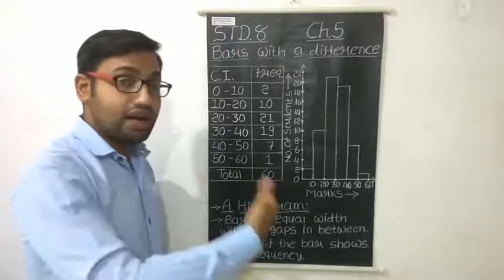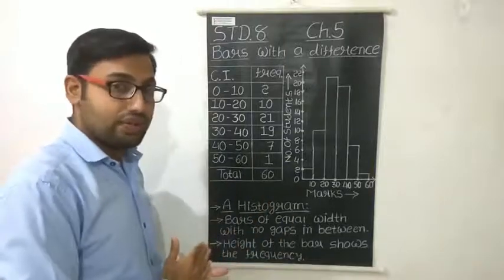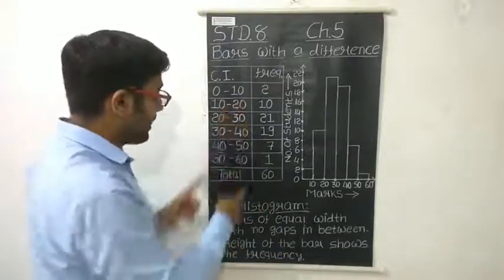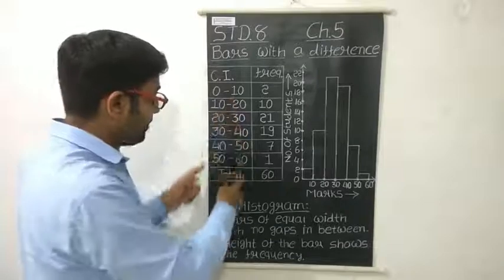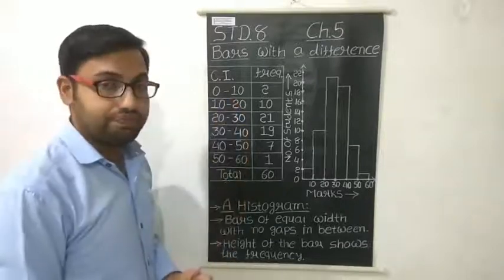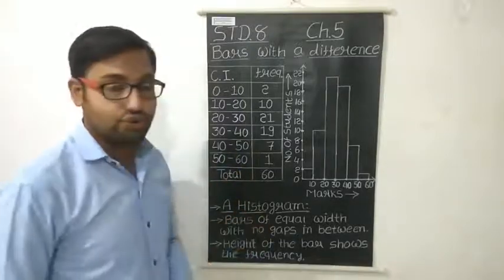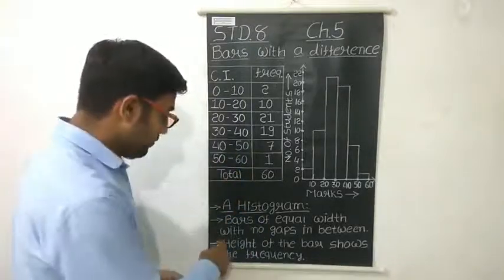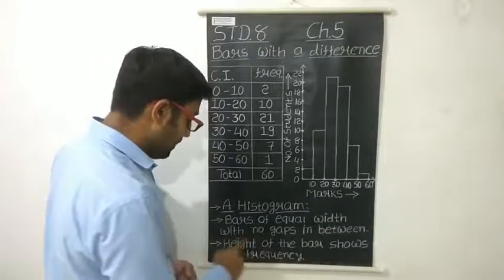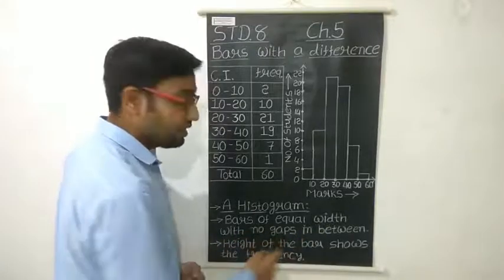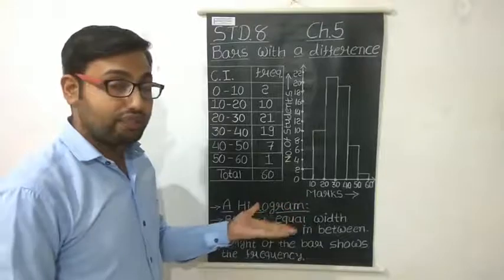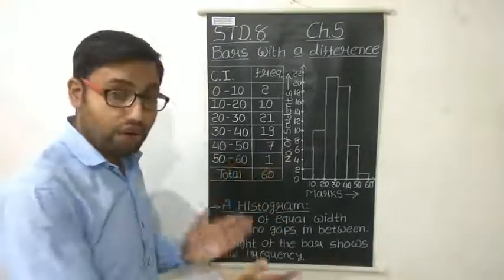It is similar to the bar graph but different in this way: we use the class interval here, and in the class interval you can see that there is no gap. Right? So this is what we call a histogram. The bars have equal width with no gaps in between. This is the difference between the bar graph and the histogram. There is no gap.